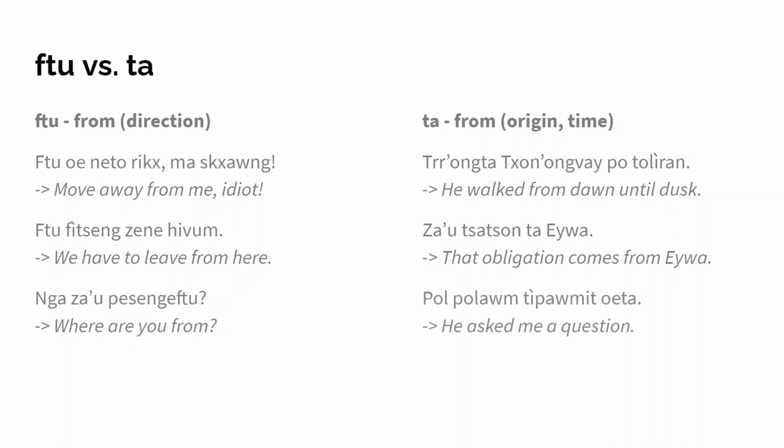Bol bolaum ti baumit weta. He asked me a question. So here we don't have a from in the English sentence. He asked me a question, there is no from. But actually the Na'vi asked a question from someone. So he asked a question from me. Or basically they're asking for an answer from someone. So, weta, from me, he asked me a question.